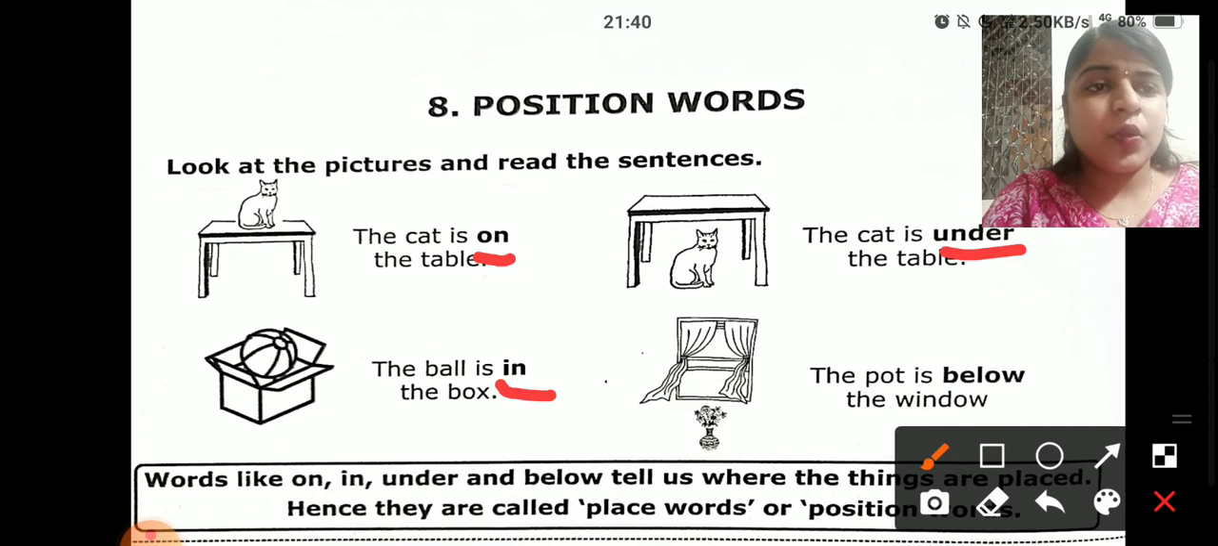The next picture, you can see what? You can see a window. Right? So the pot is below the window. Right? The pot is below the window. So what is our position word over here? Below. Underline the word below. Done? Good.